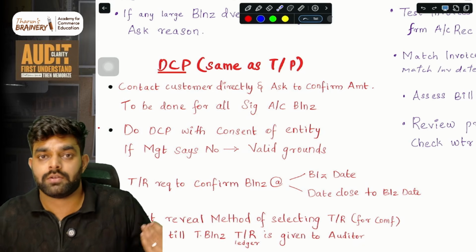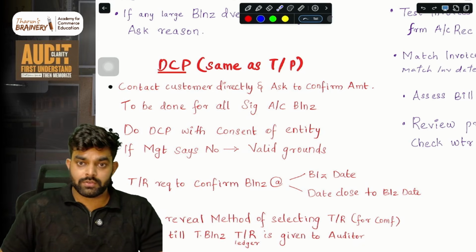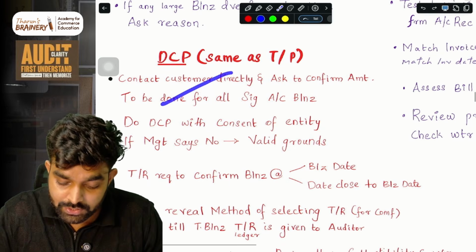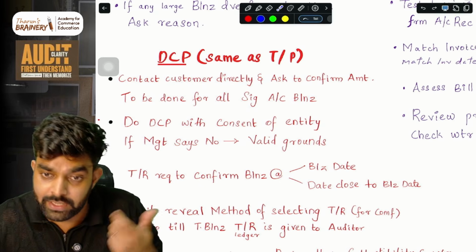That is, I'm the auditor of this company and this company's balance sheet. Your amount is showing as 10 lakh you owe to the company. Is it correct? Is it 10 lakh, or if there is any change in the amount? Ask him. Do this for all the bigger, significant amount account balance, like significant debtors, important debtors, bigger debtors.